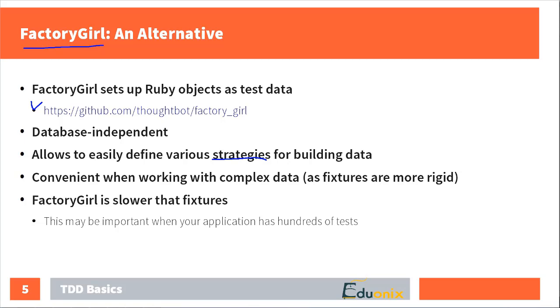So FactoryGo is really convenient when you have complex data, because fixtures are quite rigid, but there is a trade-off. FactoryGo is slower than fixtures, so it's for you to decide what you prefer to use. And of course, to make such a decision, you should try both fixtures and FactoryGo. Throughout this course we are going to use only fixtures. In my other course about Rails 5 I am using FactoryGo, so you can refer to that course to learn more about using FactoryGo in practice.